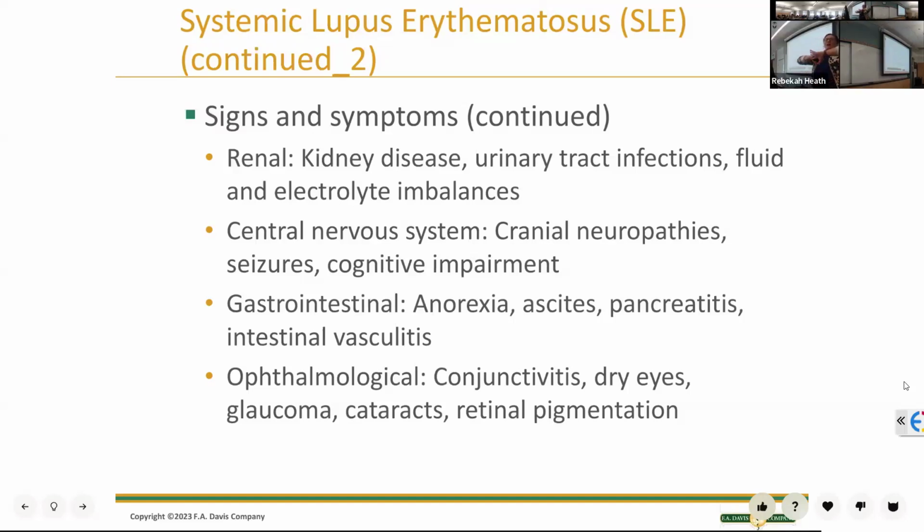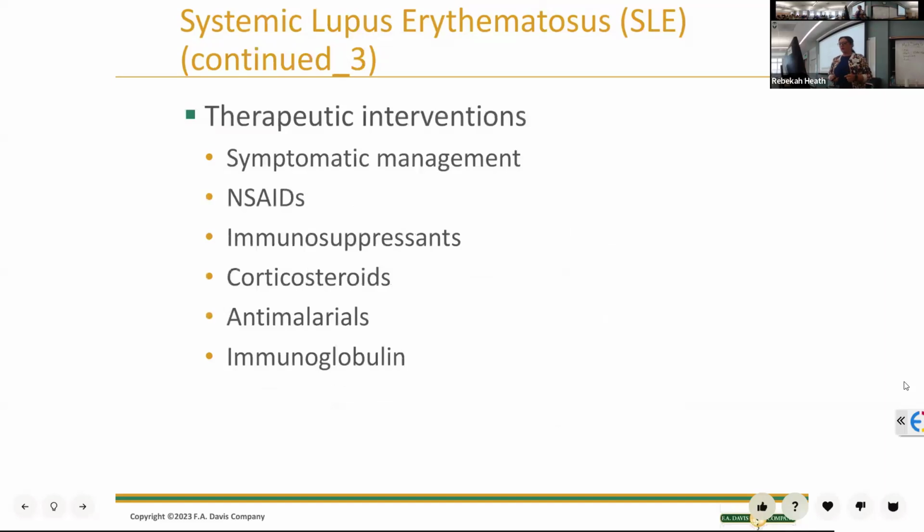So you can see how we say lupus, but it's a system. It affects all these different systems, and it doesn't mean that everybody's going to have the same systems affected, or only 1 or 2 or 3. It kind of can vary with each person and how it affects them personally.